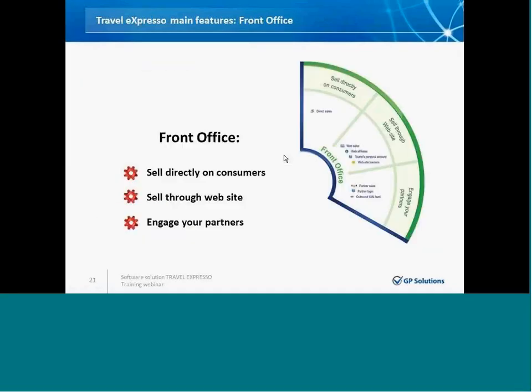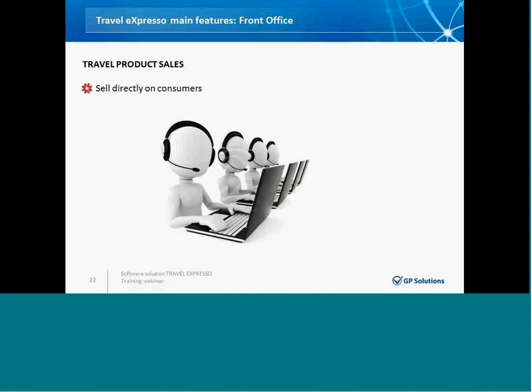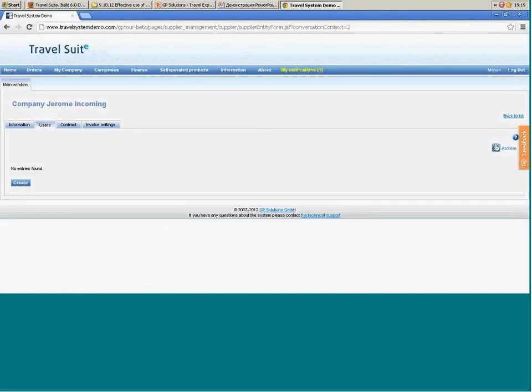Okay, so what next? After we have learned how to create products in the system or how to connect with external suppliers, let's see how to sell in the system. As I have told, you have three options: to sell directly from your office, or to sell from your website, or sell from your partners. Let's start with the easiest way, how to sell from your office.